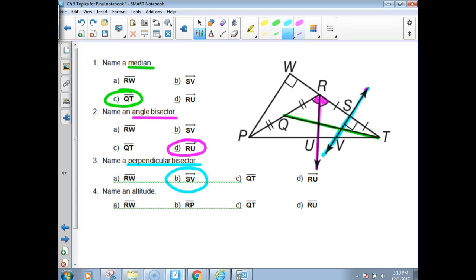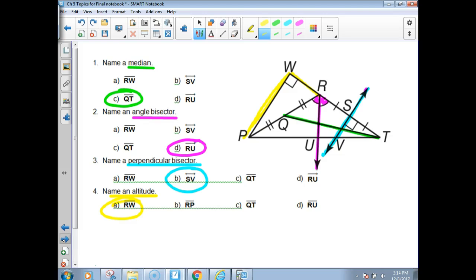And now I want to name an altitude. I'm going to do altitudes in yellow. Altitudes have to make a right angle, so you got to find a right angle. And it's not this thing that we just highlighted. So we don't have many choices. Find another right angle. Up here. So it's either WP or WR. And they're the altitudes of that right triangle up there. So which one's the answer? None of those. It's ARW.